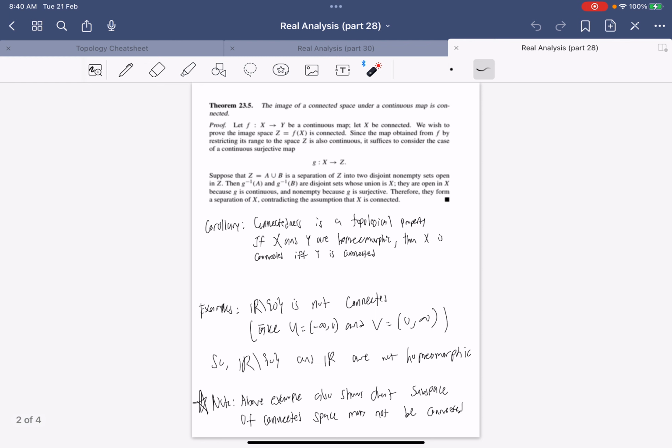By saying it's a topological property, you're saying that if X and Y are homeomorphic, then X is connected if and only if Y is connected. An example of a not-connected space is you take the whole real line and you delete away 0, let's say. Then U can be minus infinity to 0 and V can be 0 to infinity. So this is not connected. Hence, R and R minus 0 are not homeomorphic.